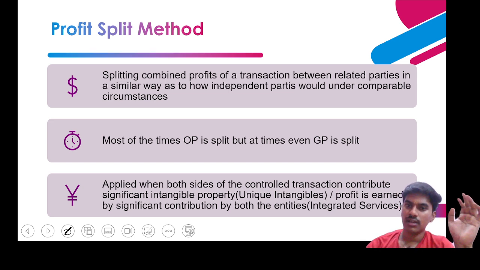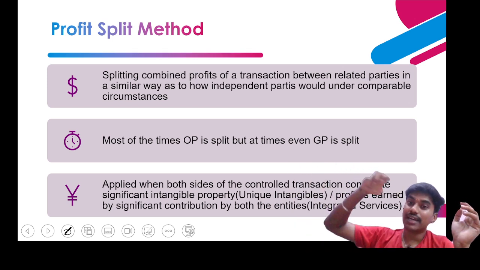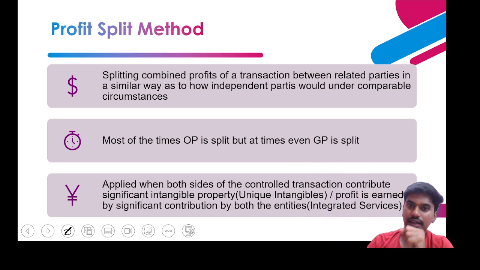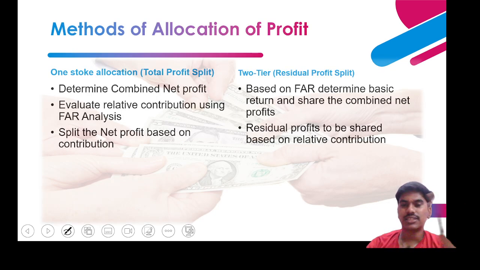Otherwise, Sudarshan and I together developed a software, and we have a network of companies across the globe, and we are using this software internally. When we use it internally, there is not going to be any profit at all. Even in such a situation, the profit split method is to be used, and we should determine the notional profits. So next, what are the methods of allocation of profit? There are totally two methods. One is total profit split, and the other is residual profit split.